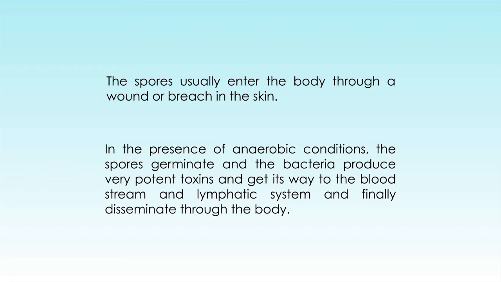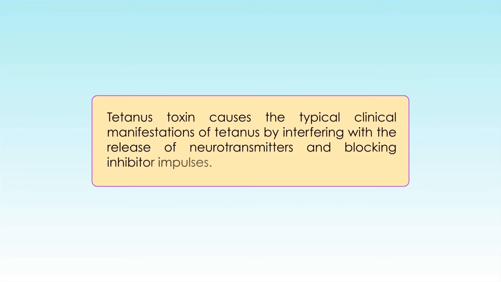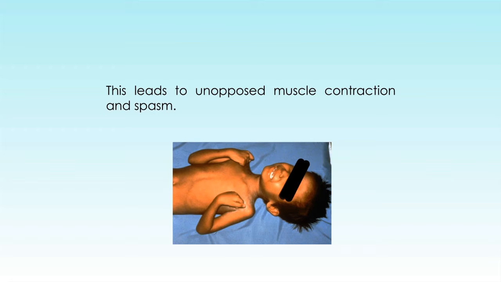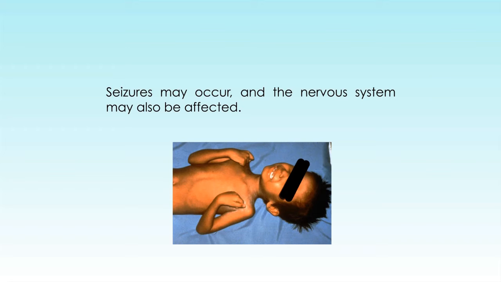and the bacteria produce a very potent toxin, and it gets its way to the bloodstream and the lymphatic system, and finally it gets disseminated through the body. So this tetanus toxin causes the typical clinical manifestation of tetanus by interfering with the release of neurotransmitters and blocking inhibitory impulses. And this leads to unopposed muscle contraction and spasm. Seizures may occur and the nervous system may also be affected.